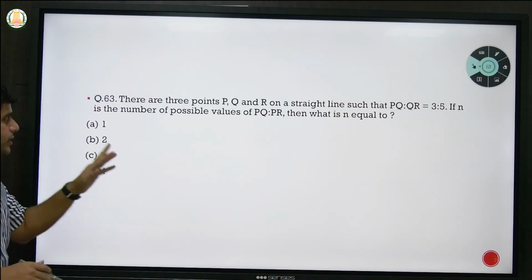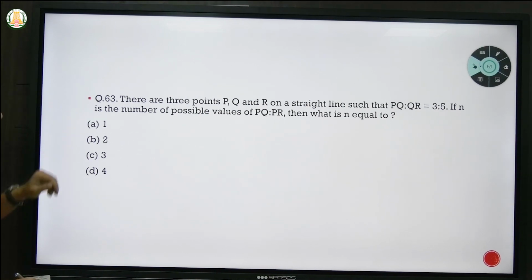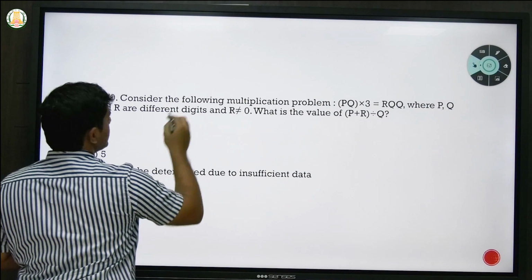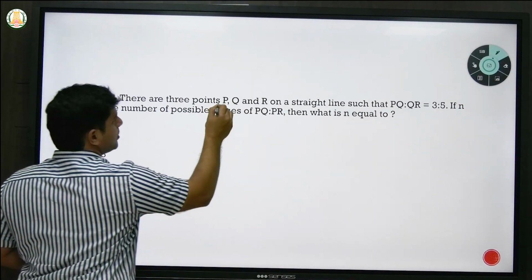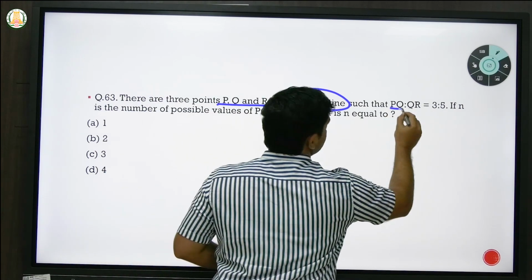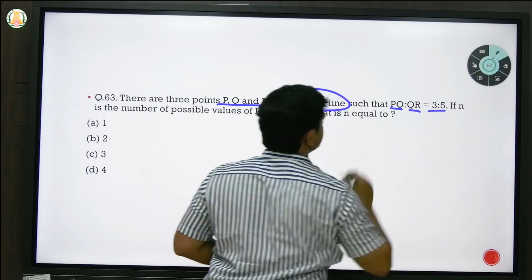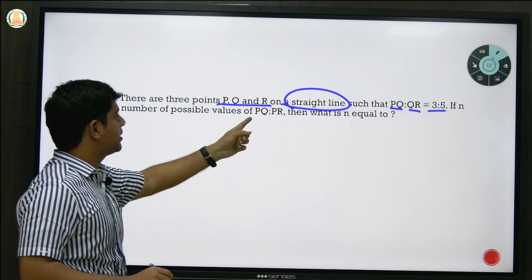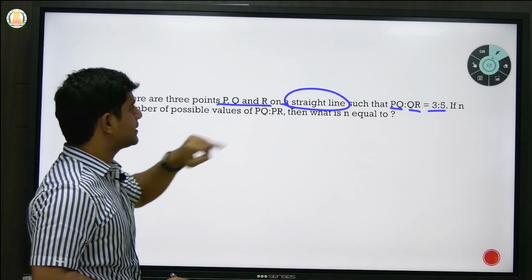Okay, so we'll continue with this particular question, number 63. It says there are 3 points P, Q, R on a straight line such that PQ is to QR is 3:5. So if n is the number of possible values of PQ is to PR, then what is n equal to?